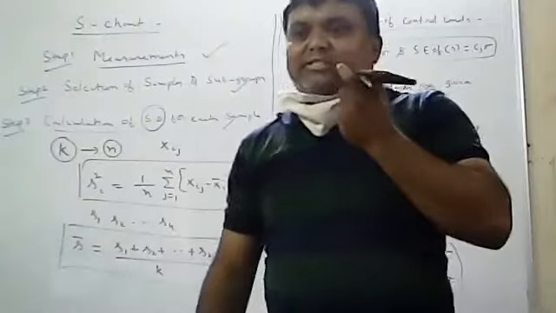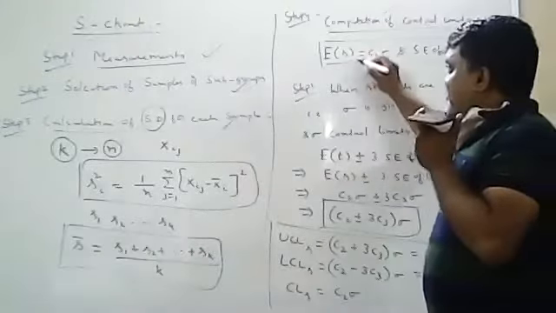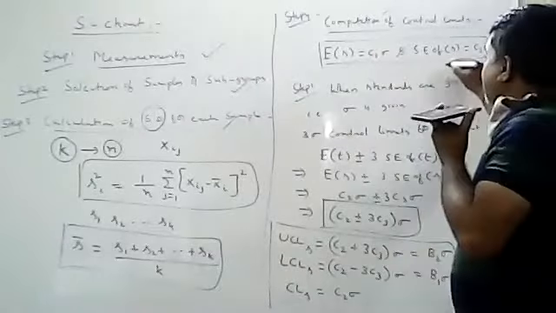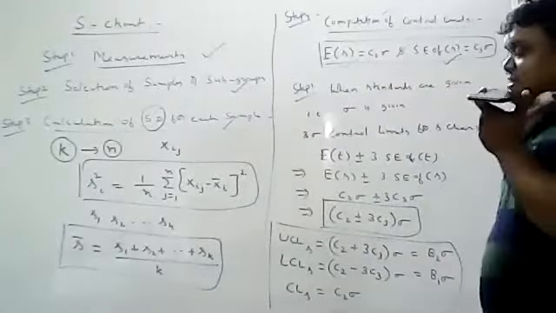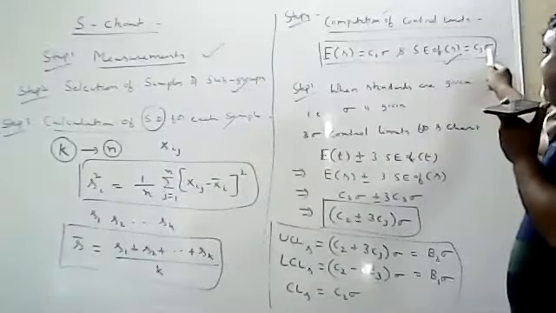I have already told you this is a sample standard deviation, so the sampling distribution of the standard deviation follows. What is the expectation of the S value? The expectation of S is C2 sigma, and the standard error of S is C3 sigma. So this is the expectation of the S value, and this is the standard error of the S value.